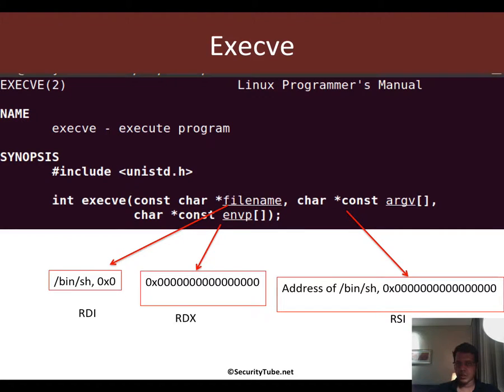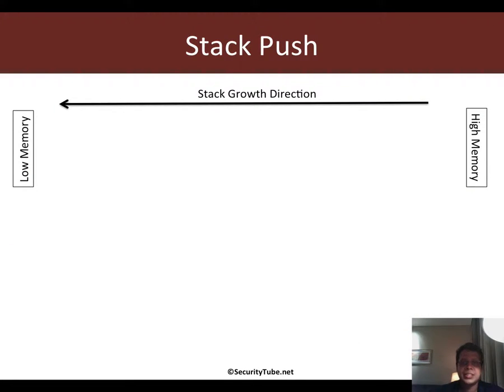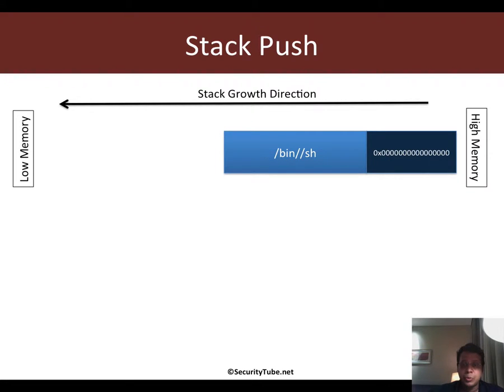So how are we going to do this given that there are no nulls allowed in the shellcode? This is where we are going to use the stack push technique. Now if I were to visualize the stack from high memory to low memory, which is the direction in which it grows, here is how we would do it. First, I'd push in a null on the stack, and then I would push in /bin/sh on the stack again.